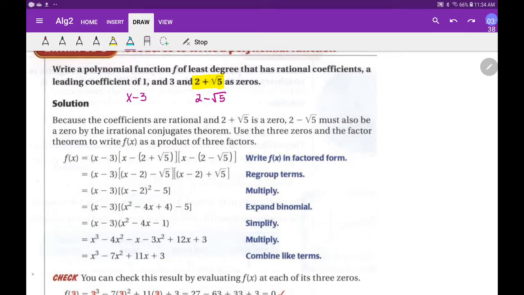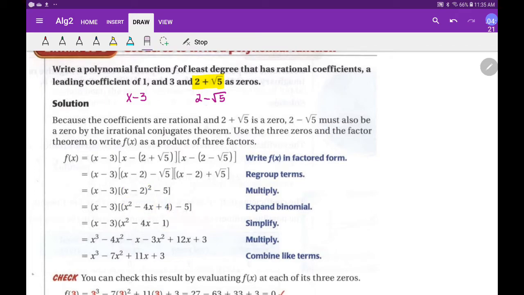So no middle term, and then the square root of 5 times the square root of 5 is 5, and it's a negative, so I get a negative 5. After we do that, we go ahead and multiply this out. It's x minus 2 times x minus 2, and we FOIL, or multiply the binomials together, and we get this. Then we can combine the negative 5 and the 4 and make a negative 1, because the negative 5 wins by 1.